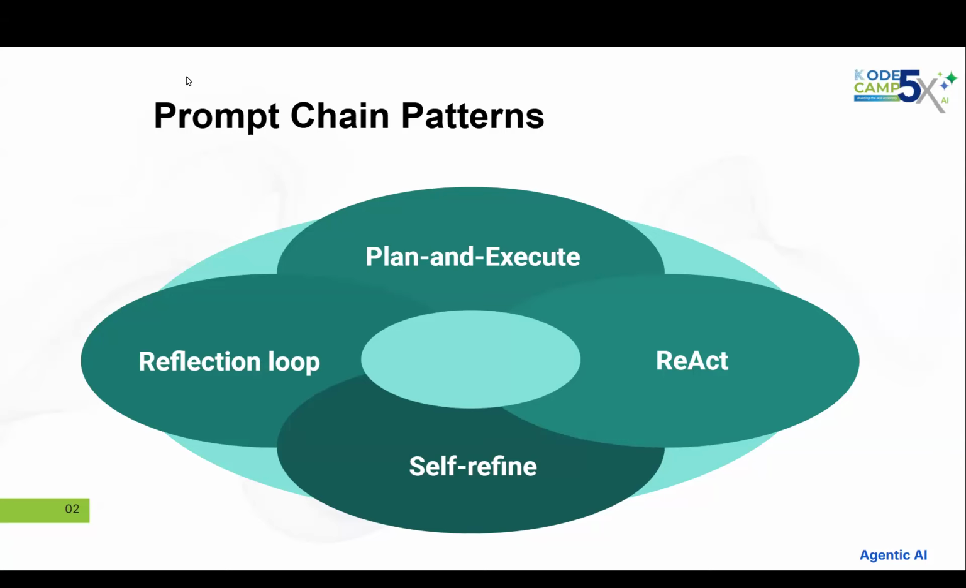These are different prompt chaining patterns. Based on your problem, you need to decide: do you want to use the plan and execute pattern? Or do you want to use the reflection loop pattern? Or do you want to use the self-refine pattern or the ReAct pattern or a combination of two or more of them? Each one can be used on its own, independently. It's not that you move from one to another. They are independent chaining patterns.